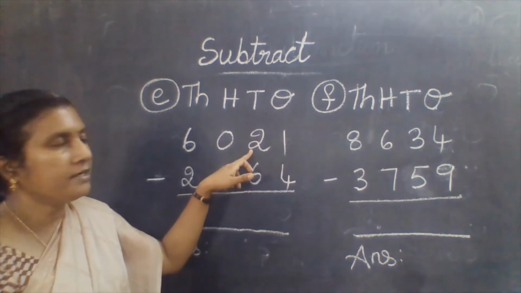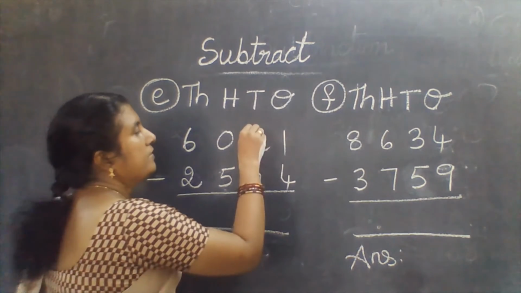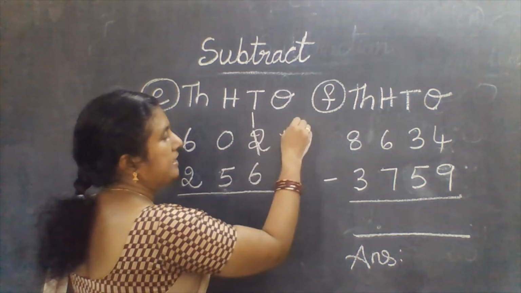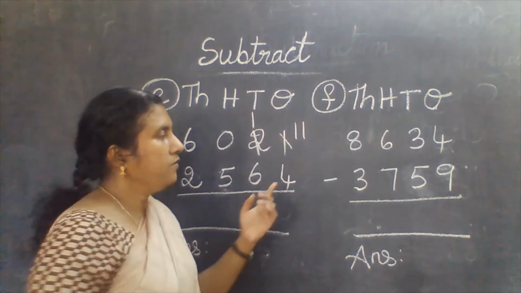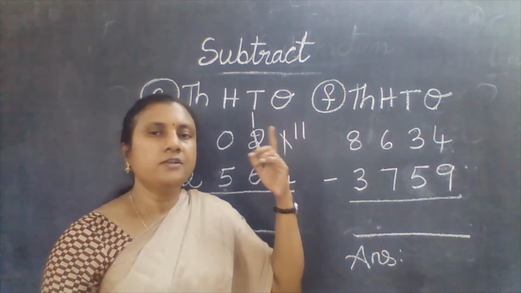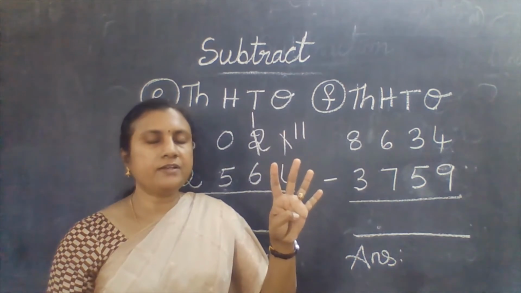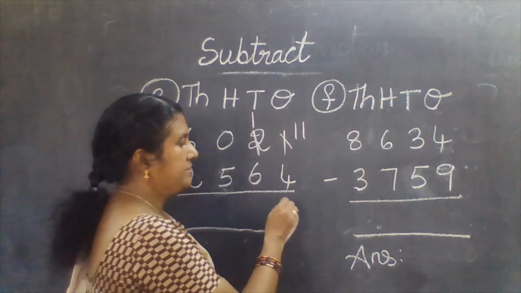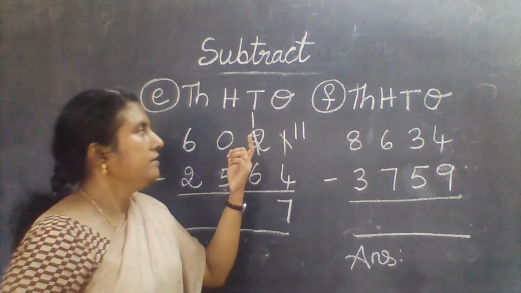Here 2 is there in the tens place. That will become 1. And this 1 will become 10 plus 1, 11. Now we have to separate 4 from this 11. So 11 in your mind, 4 in your fingers. Before 11: 10, 9, 8, 7. The difference is 7.